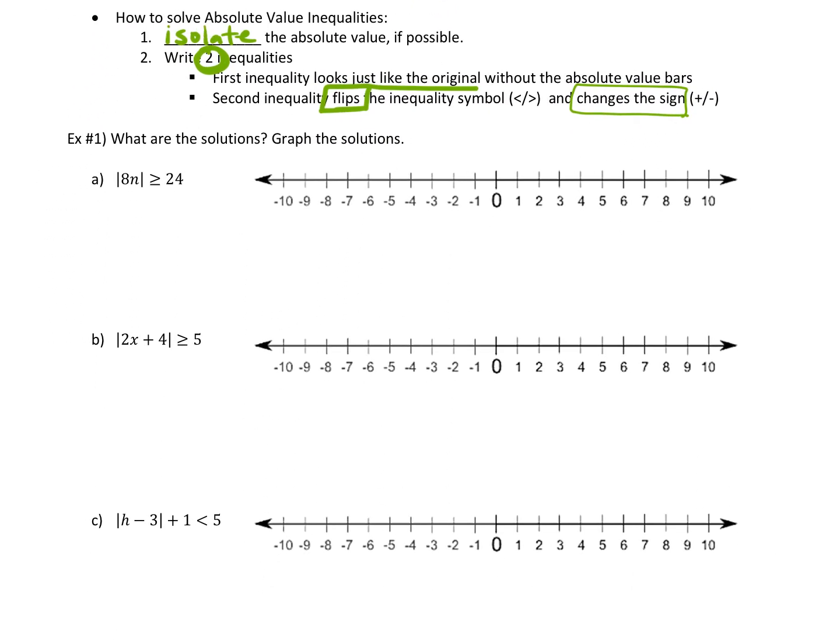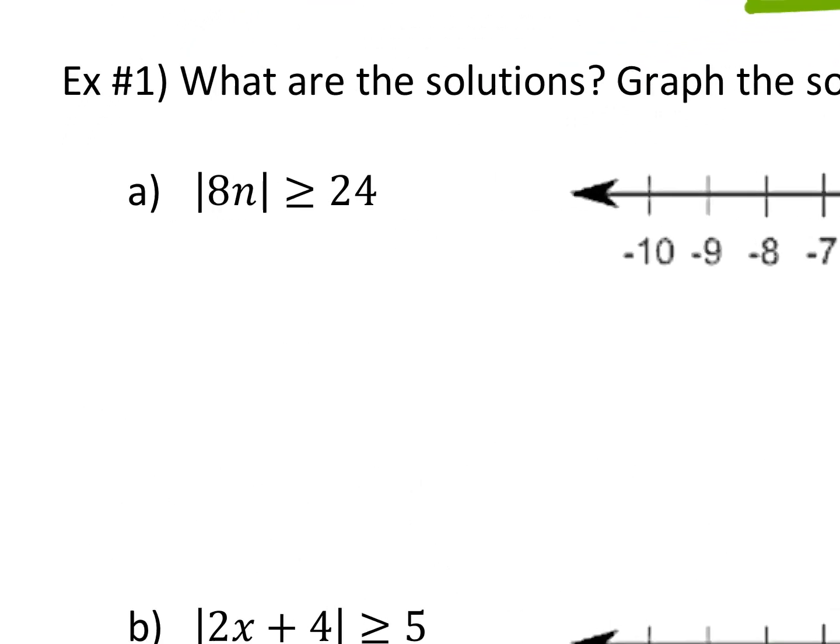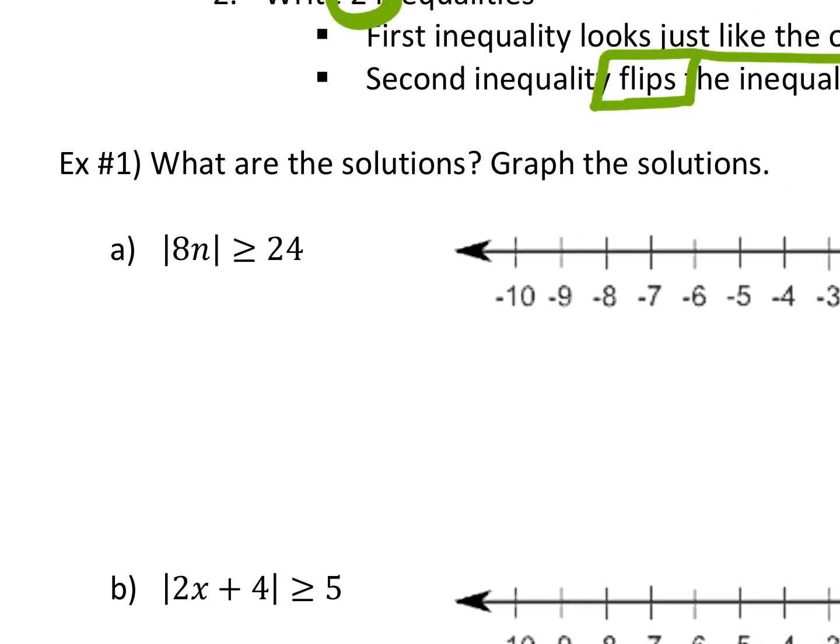Okay, so take a look at this first one. This says 8n, absolute value, is greater than or equal to 24. Now, before you even start to set this up and solve it, this is greater than. Is this an and or an or problem? Greater. Greater. Okay, so this is going to be an or problem. So here's what you do.